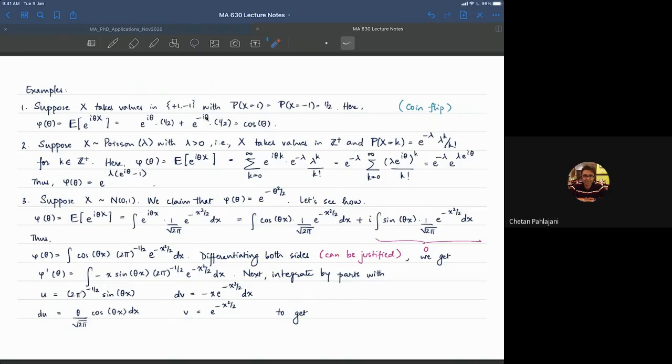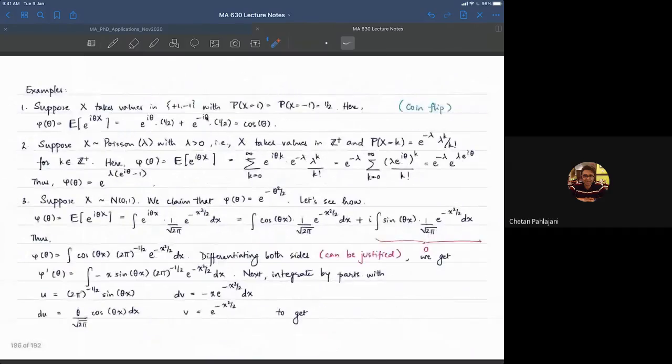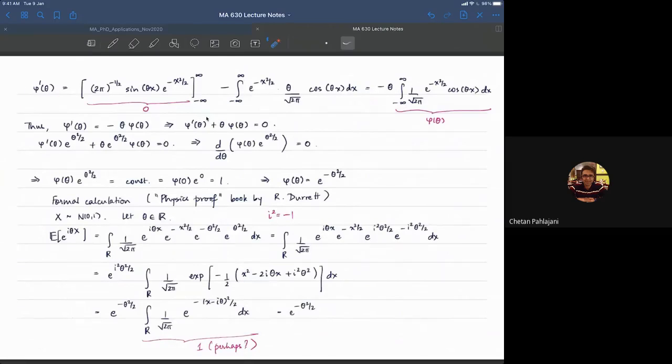Next I'll leave it to you. Well, I said I'll leave it to you, but I'm actually doing it. Next you'll integrate by parts. You'll take u to be 2 pi to the minus 1/2 sine theta x, and dv to be minus x e to the minus x squared over 2 dx. You'll find what du is and what v is. And lo and behold, you had phi prime theta on the left, and the integral on the right side has now been calculated using integration by parts. So you get 2 pi to the minus 1/2 sine theta x e to the minus x squared over 2 from minus infinity to infinity, minus this integral.